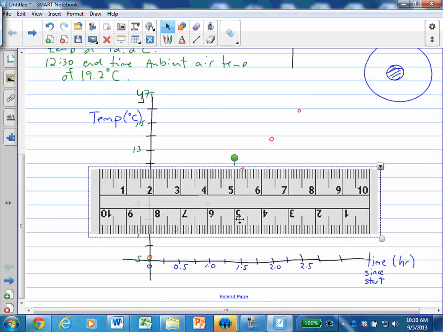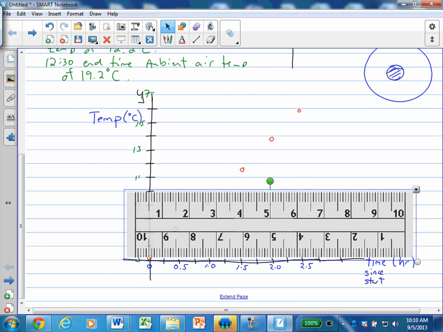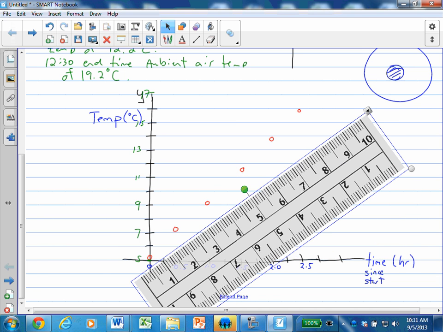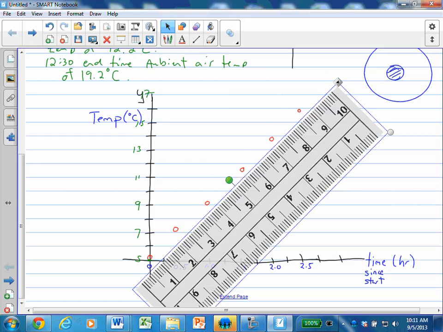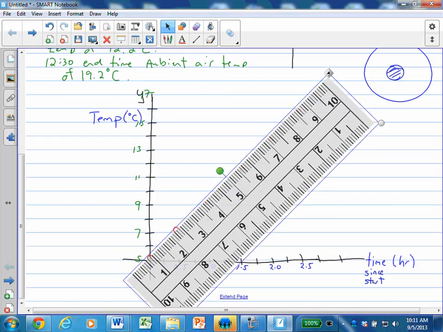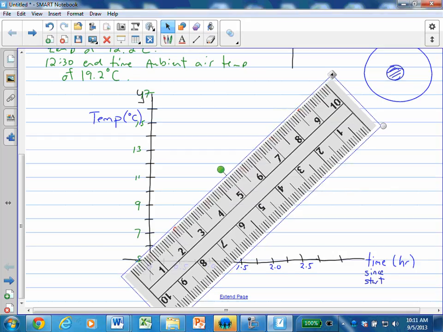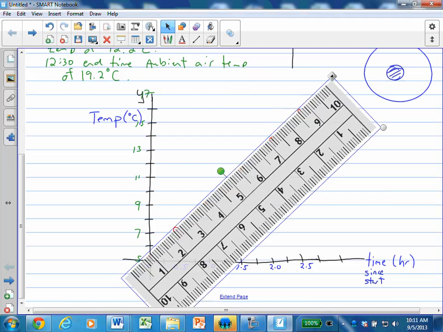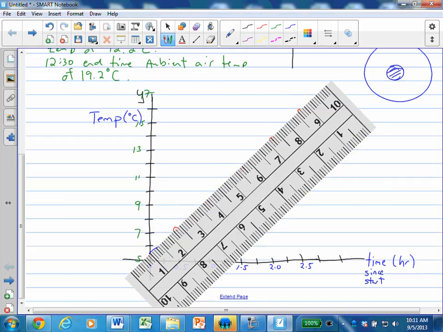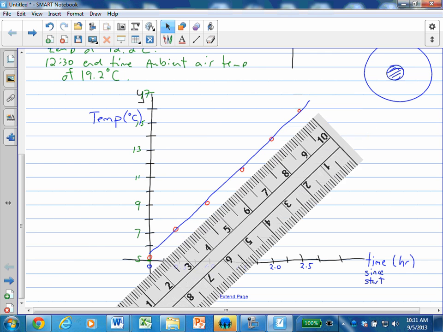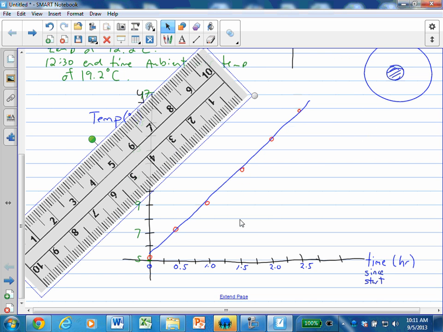So you might take your ruler. The clear ones are helpful for this exercise because you can see your data underneath a bit. It's hard for me to do on the smartboard, but you take your ruler and you try to go through the data, right? And so now I can fit a line to this data, like so. Get that out of the way.